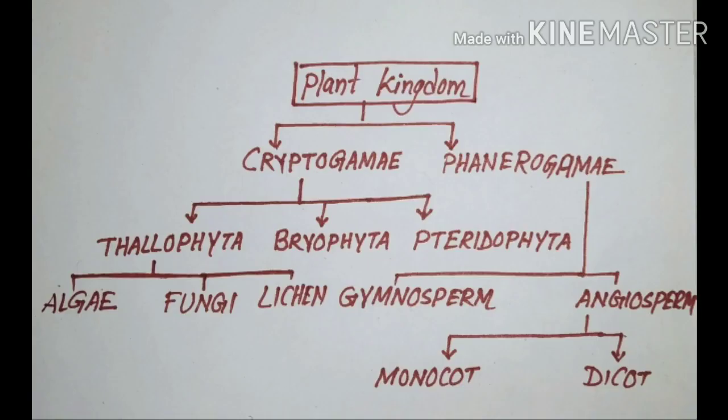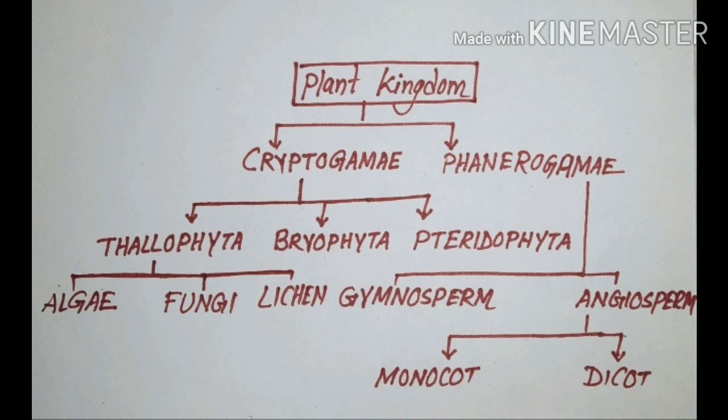These were very basic classifications, but now scientists divide the total plant kingdom into two categories: cryptogamy and phanerogamy. Cryptogams are further differentiated into three classes: Thallophyta, Bryophyta, and Pteridophyta. Thallophyta means the plants which have no distinct leaves, root, and stem. This Thallophyta is differentiated into three groups: algae, fungi, and lichens.